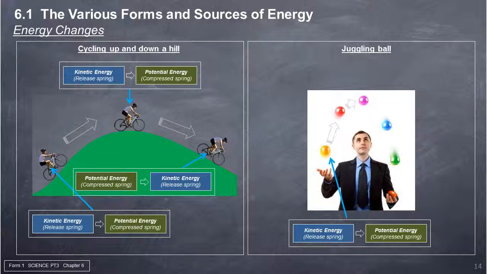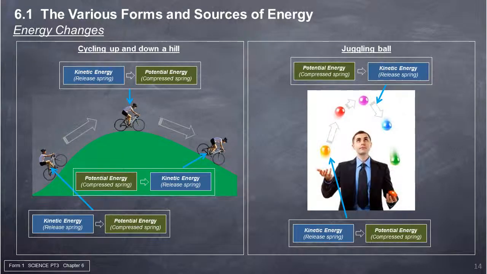At the highest point of the juggling, the ball stops momentarily before falling down. At this highest point, the potential energy of the ball is the maximum, and kinetic energy becomes zero. When the ball starts to fall down, it picks up speed. The potential energy is now changed to kinetic energy.